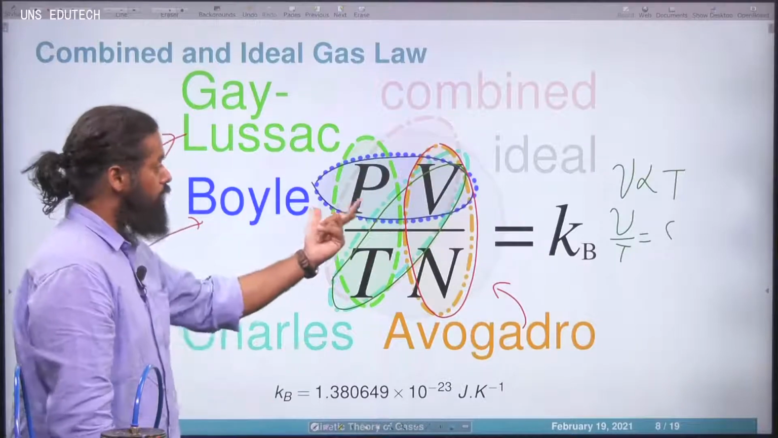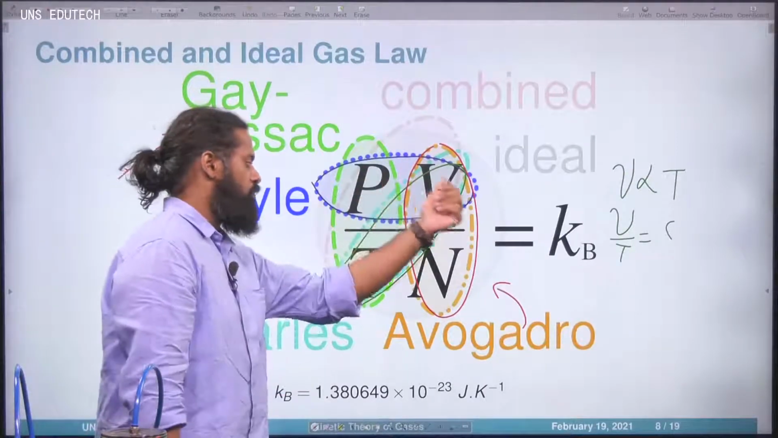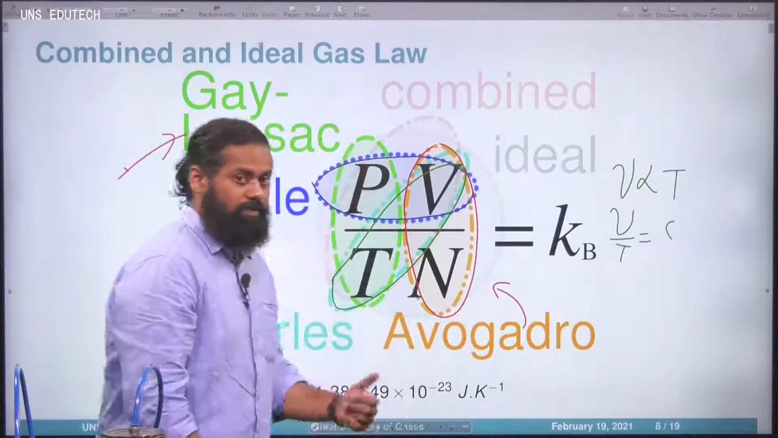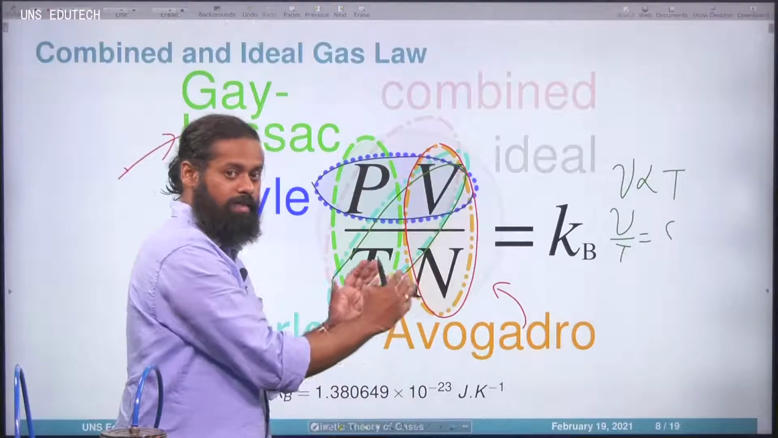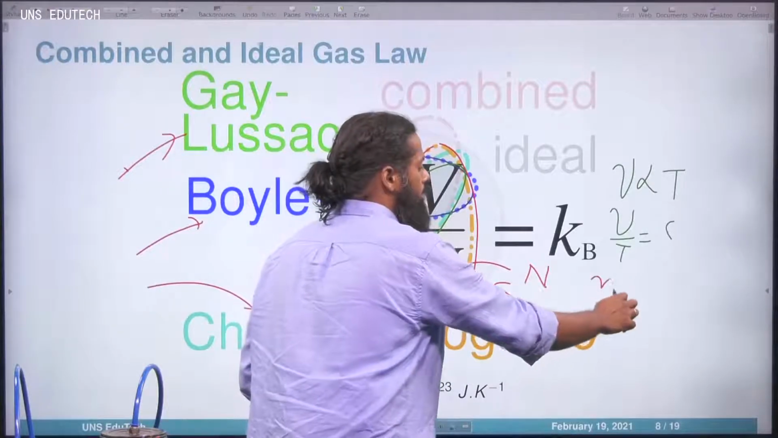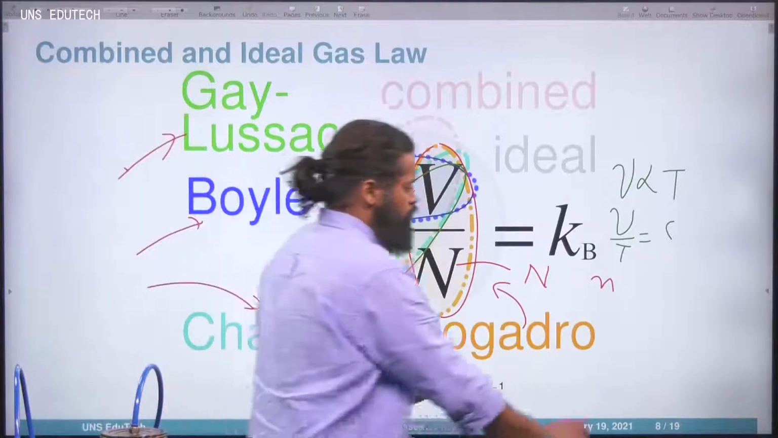So if you are dealing with any system, you are considering the pressure of the system, volume, temperature and number of molecules. Remember, this is not moles, this is the total number of molecules in the system. Capital N is the total number of molecules; usually small n is used for moles. I hope all of you are thorough about that.